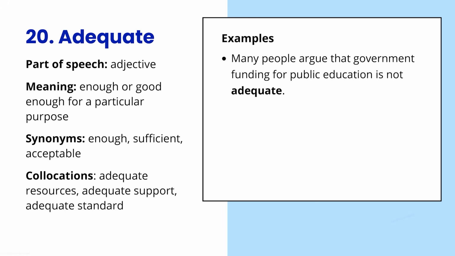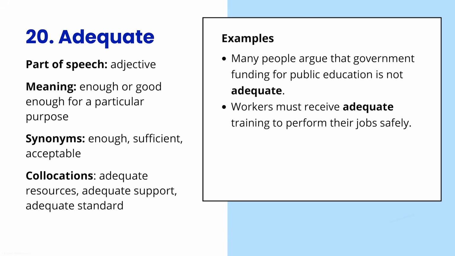So many people argue that government funding for public education is not adequate. So this is saying that governments are not providing enough money for public education. The funding is not enough. Workers must receive adequate training to perform their jobs safely. So this is saying that workers need to have enough training to perform their jobs safely. So adequate means something meets the basic requirements. You know, it's enough, but it's probably not fantastic. It's just enough. Now, it's a great word to use instead of just saying enough.